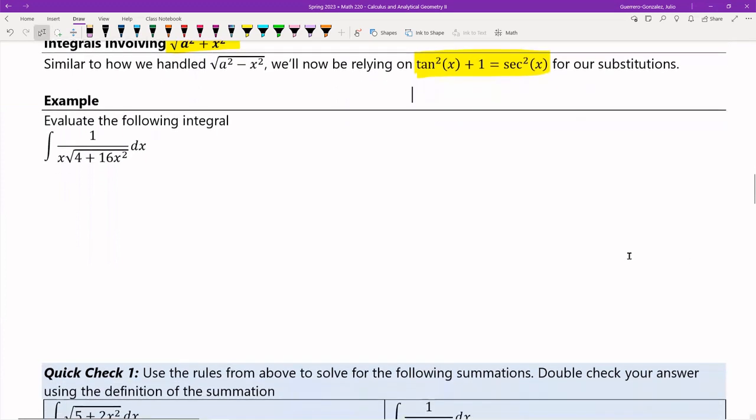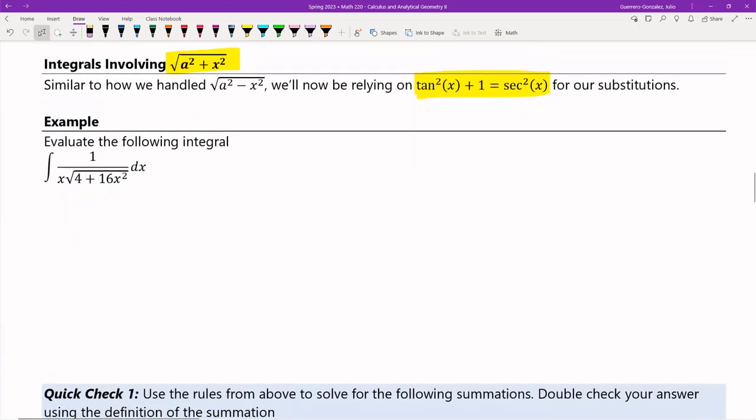So let's get started with the next one. I'm going to do a little bit of a rewrite. Here's the rewrite: the integral of 1 over x, which is going to stay, times the square root of 4 times the square root of 1 plus 4x squared, with the dx on top. Now you can see it's this tail end that we're going to be manipulating. So let's start doing that. If you're thinking ahead a little bit, that's good.